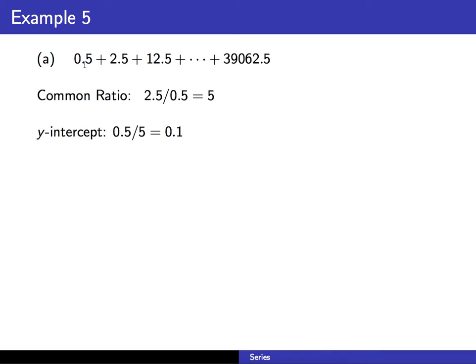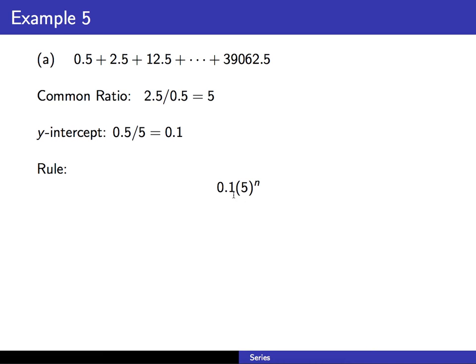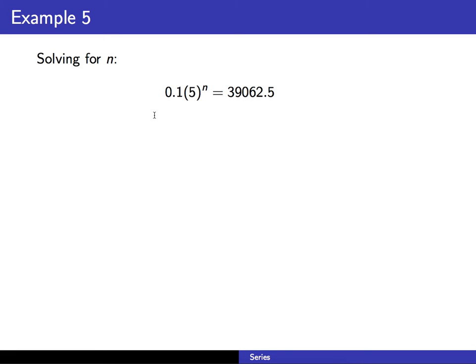So our y-intercept would be 0.5 divided by 5, or 0.1. So our rule is 0.1 times 5 to the n power. To get our lower limit of summation, we know our lower limit is going to be 1. But to get our upper limit, we solve for n. We can divide both sides by 0.1, we get 390,625. And then take log base 5 of both sides, and we get 8 for n.